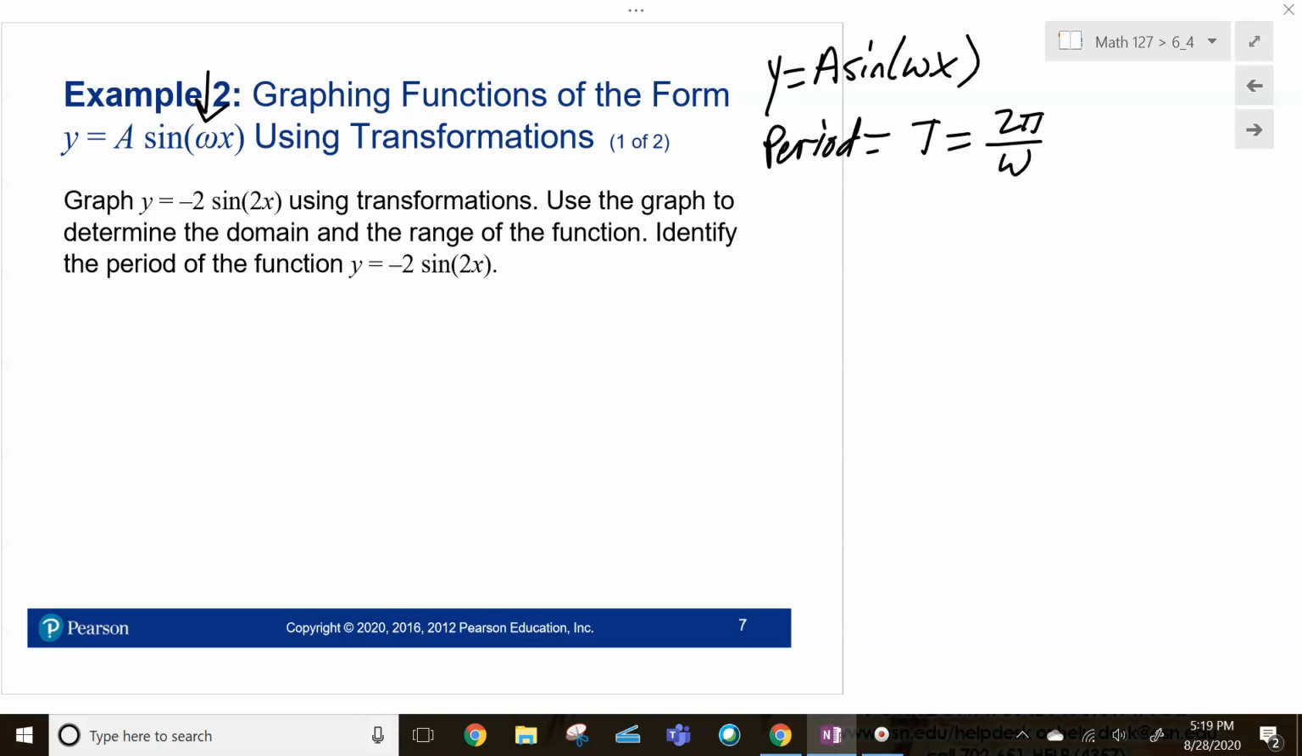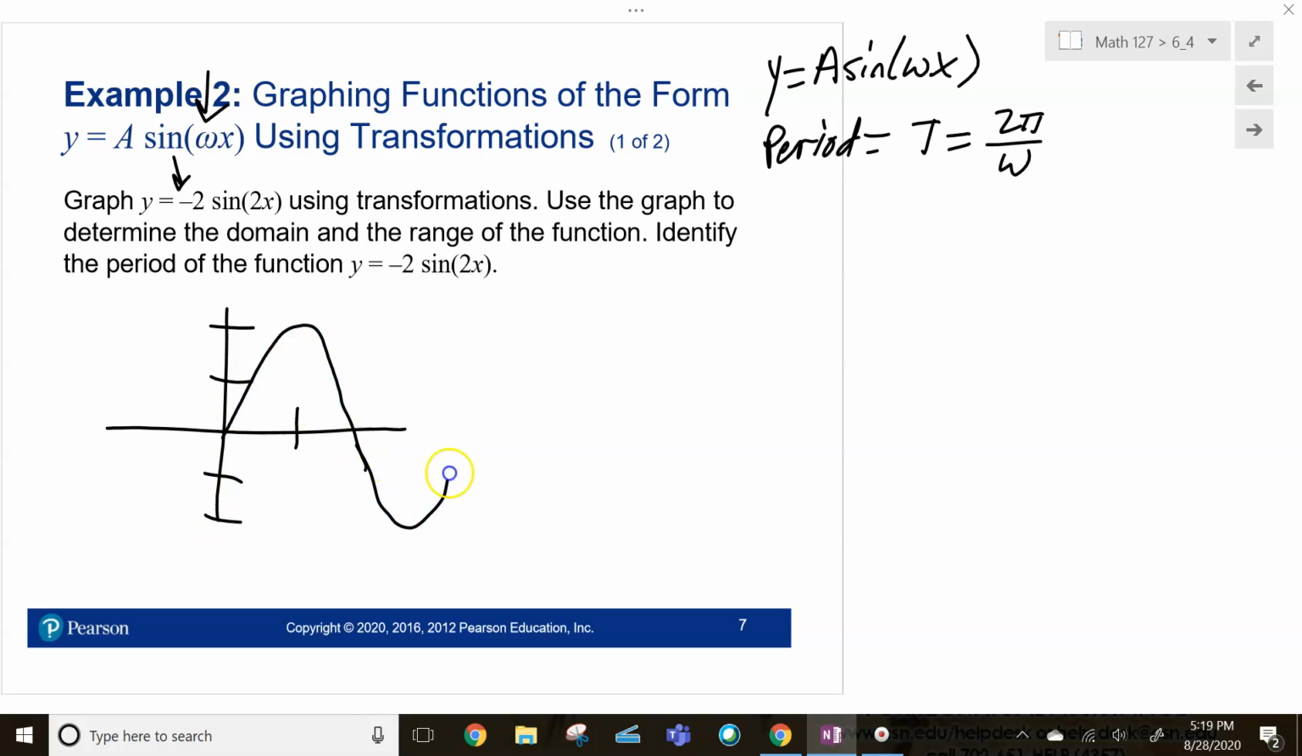And it's really nice when you're picking points to split that period up into fourths when you're looking at the functions and graphing these things. Now the negative 2, that negative is going to reflect it about the x-axis. And the absolute value of that negative 2 is 2, so it'll stretch it out. So instead of going up to 2 and down to negative 2, it's going to flip it around. So it'll be like this.